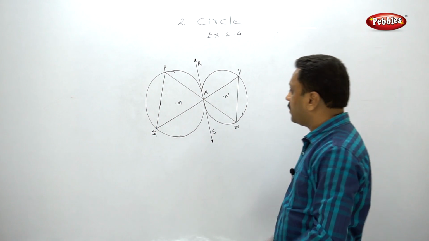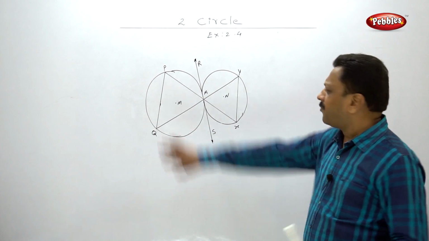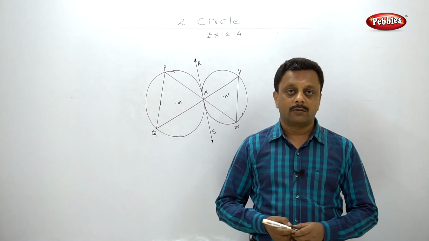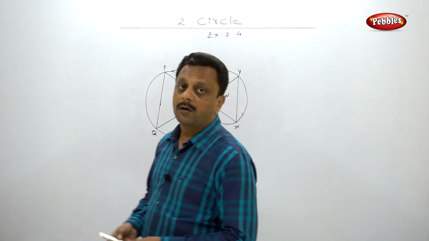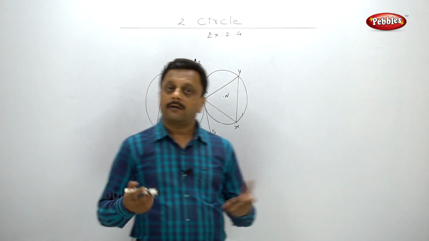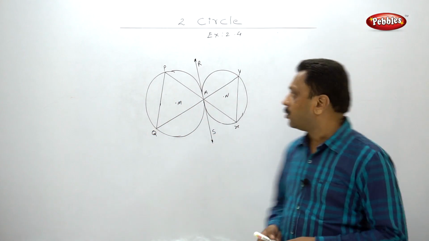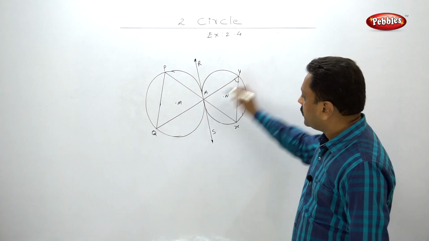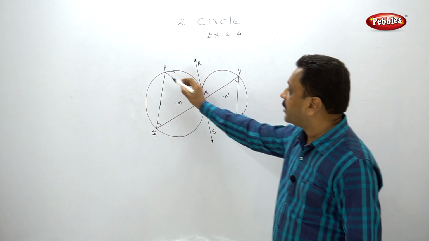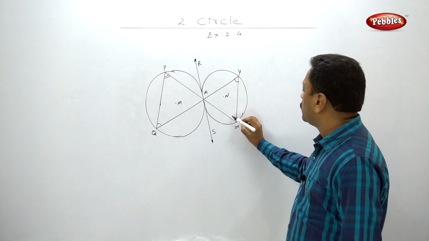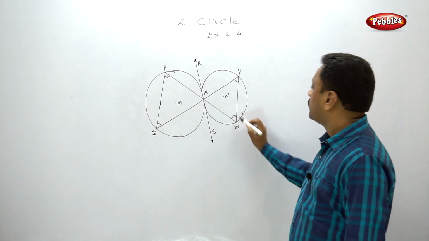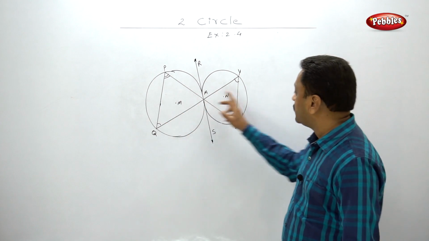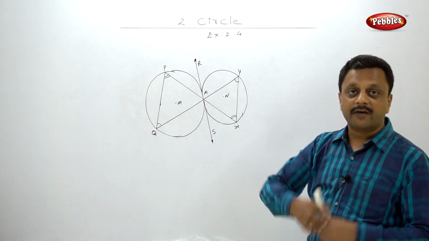Extremely simple example. Now forget about all these things. If you have to prove that two lines are parallel, then how will you prove it? Alternate angles are equal, or the sum of interior angles is 180, something like that. So here is the transversal. If you can prove that this angle is equal to this angle, or you can prove that this angle is equal to this angle, either of the pair, then it can be easily proved that these two lines are parallel. Correct?